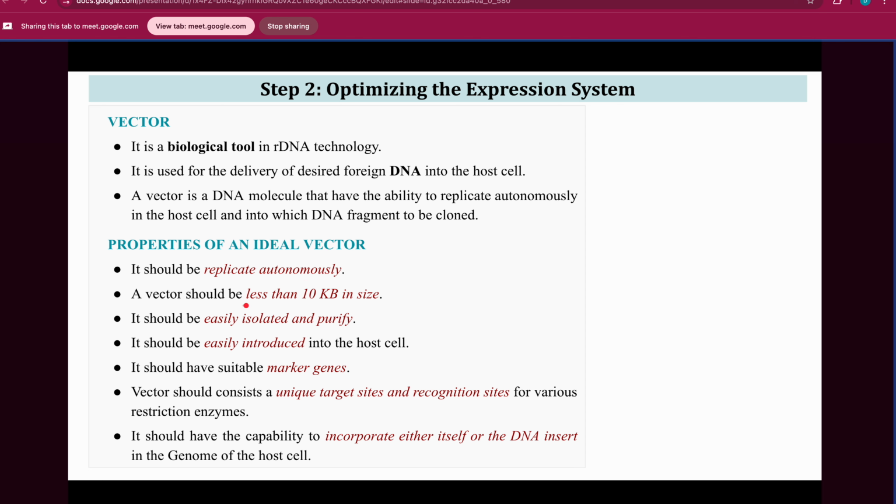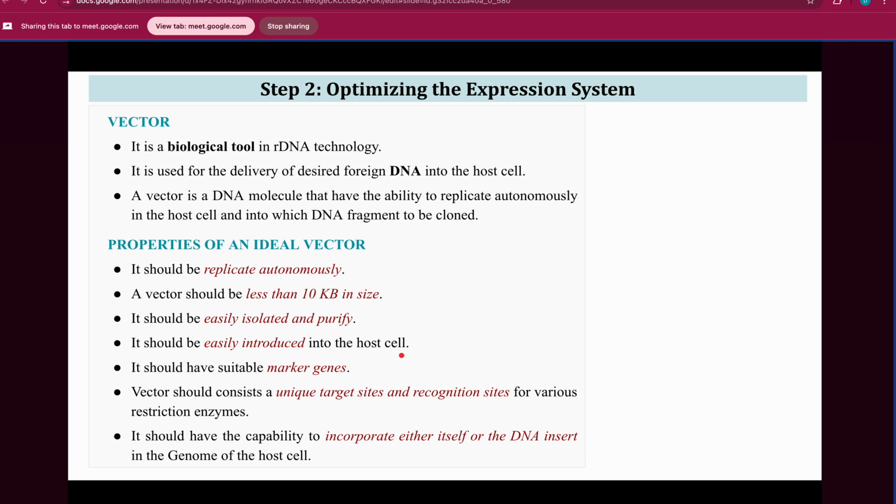The second thing is that a vector should be less than 10 kb in size. Why is this so? Because if it is smaller in size, then it will be better able to take the gene of interest. If its size is large, then it is difficult to integrate the gene of interest into that vector. Then it should be easily isolated and purified. For example, if we are not able to isolate it, then how will we insert the gene of interest into it? So this is also an important property, that it should be easily isolated as well as purified.